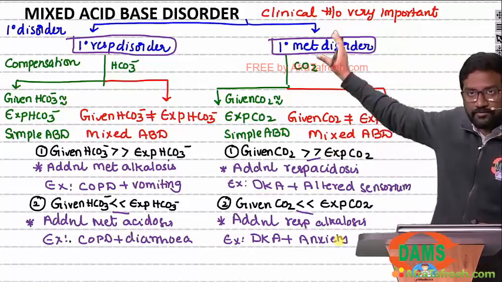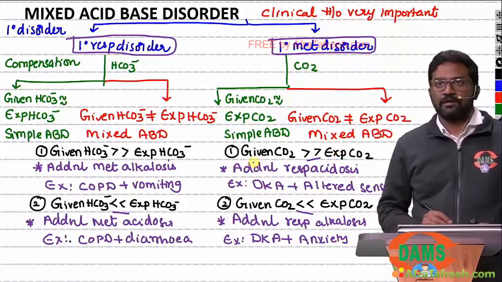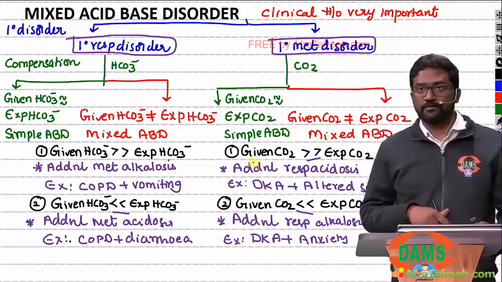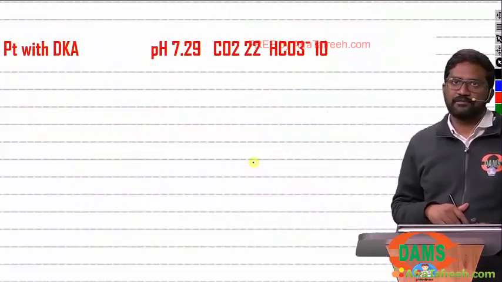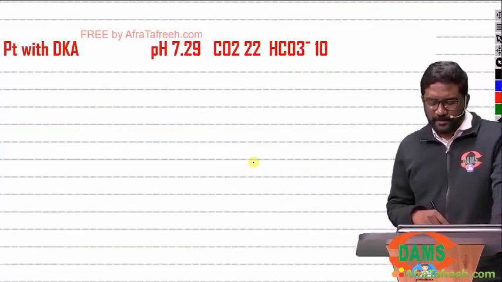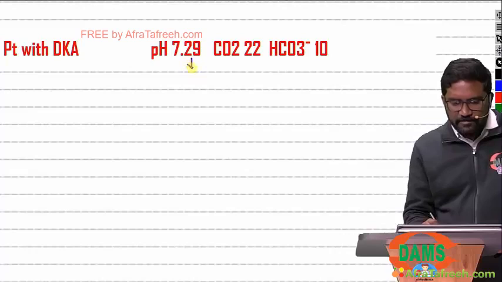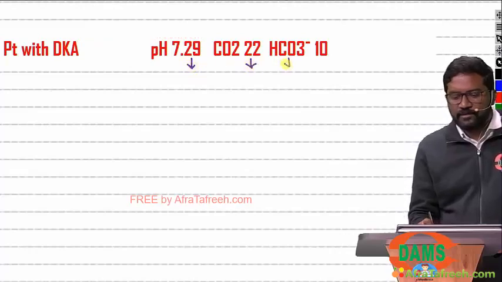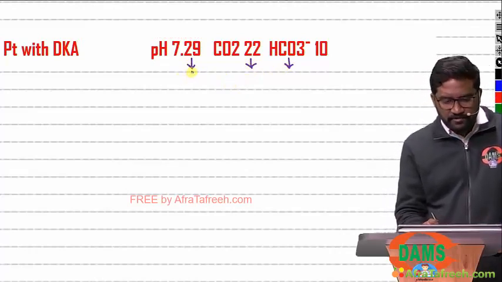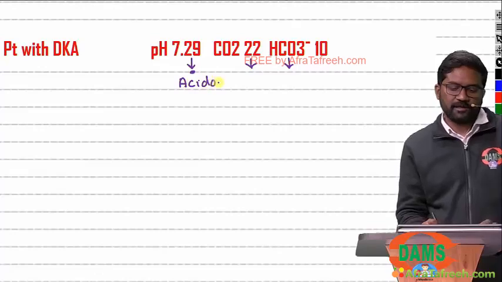Now if you do some questions, you can understand this concept better. So I'll give you 3 questions. Apply the algorithm and try to identify what the disorder is here. First patient, he is with DKA. These are the parameters. First, see the pH, draw arrow marks. Number 1. What is this? Acidosis or alkalosis? pH is reduced. It is acidosis.